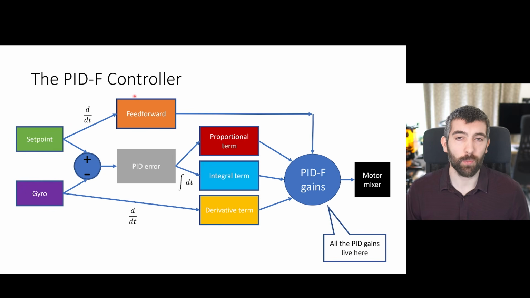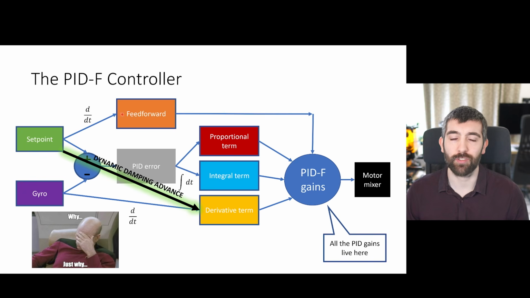We know that in the PID controller, the derivative term is based on the gyro. The signal for the derivative term comes from the gyro, and the signal for the feed forward term comes from the set point. Dynamic damping advance, for some reason that I do not understand, adds some component of the set point into the derivative term. You don't want this. You want to keep the derivative term based only on the gyro, so leave dynamic damping advance set to 0.